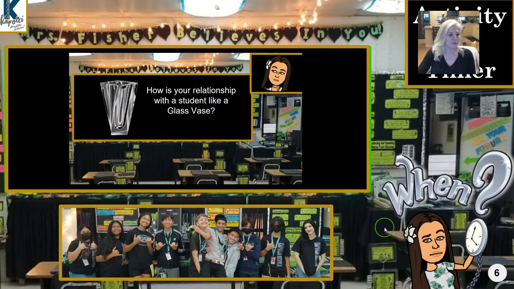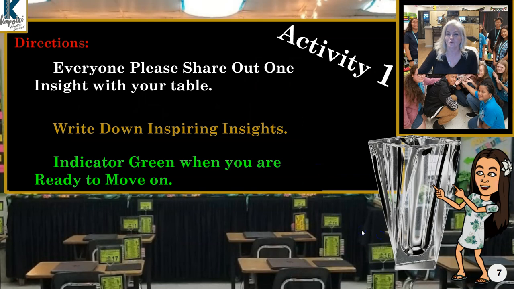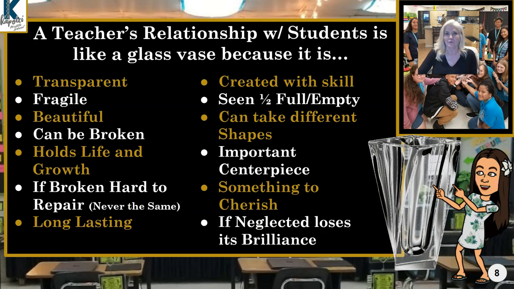All right, thank you for those touching ideas. When I asked other sessions, here are some of the responses that I received. A student's relationship is like a glass vase because it is transparent, fragile, beautiful. It can be broken. If it is broken, it is hard to repair, and it will never be the same. It is long-lasting and something to cherish.